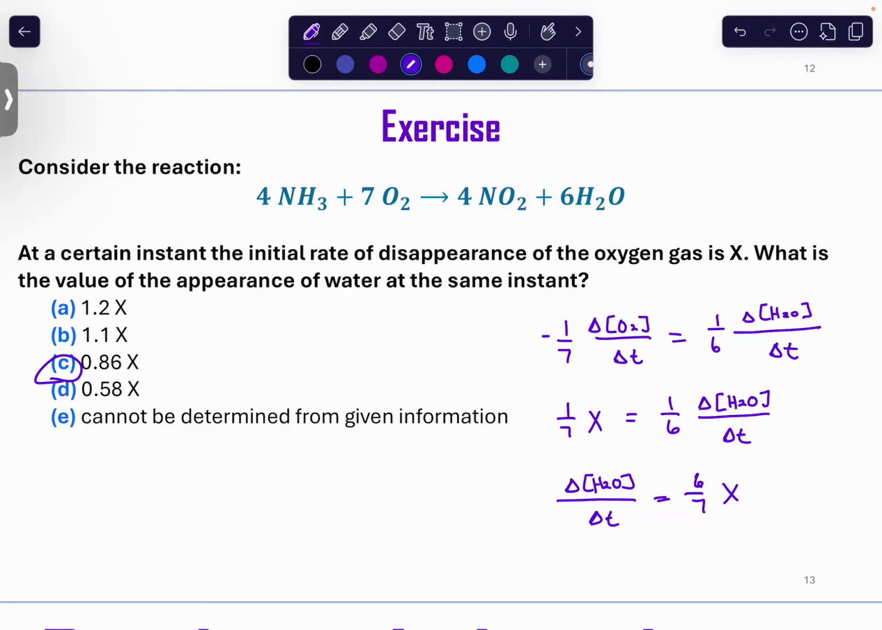Well, it tells you the rate of disappearance of oxygen is X. So I have to put that in there. What is the value of the appearance of water? So that means if it says that, I want to get that by itself. So I'm going to set it up to the proper relation. I know the negative sign goes into the X because that's the rate of disappearance. And since I want to get the water equation by itself, I have to multiply through by the 6 and get rid of the fraction in front of the change in water over change in time.